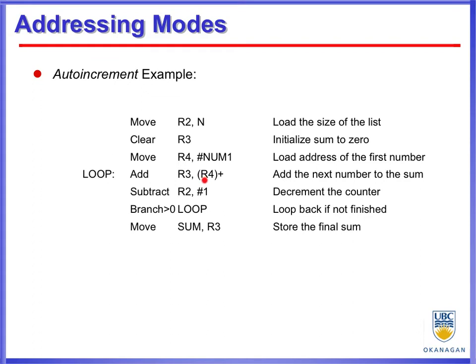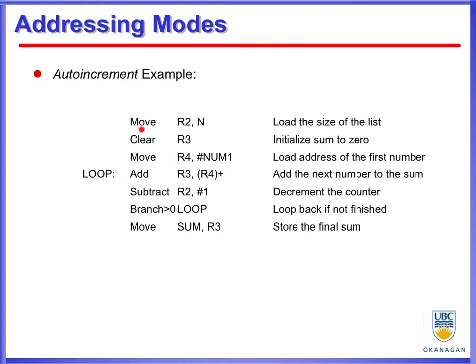Right, the indirect mode means when the processor executes this instruction, it looks at what's in R4 and interprets it as an address. It then goes to that address in memory and gets the number that's stored there and adds that to what's in R3. Okay? Okay.